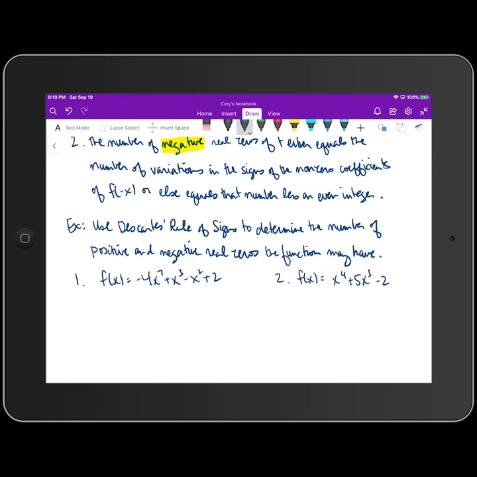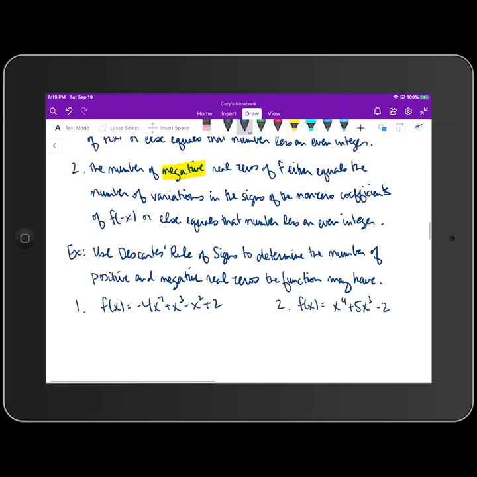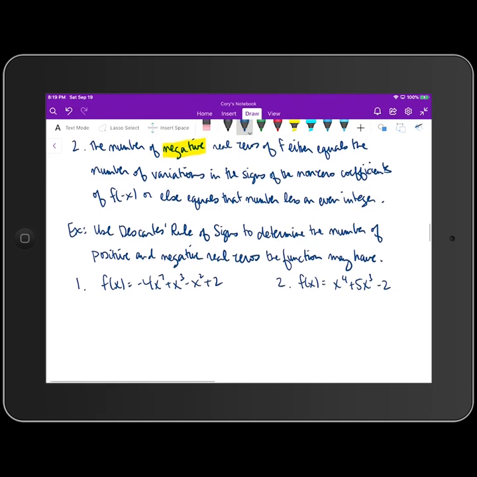So if we look at the function f of x, it starts negative. The next term changes to positive, so that's one sign variation. The next term changes to negative, that's two sign variations. The next term changes to positive, that's three sign variations. Which means that there are three, or that number less an even integer. Okay, so the smallest even integer that we can subtract from 3 is 2. So 3 minus 2 is 1. So there are 3 or 1 positive real zeros.